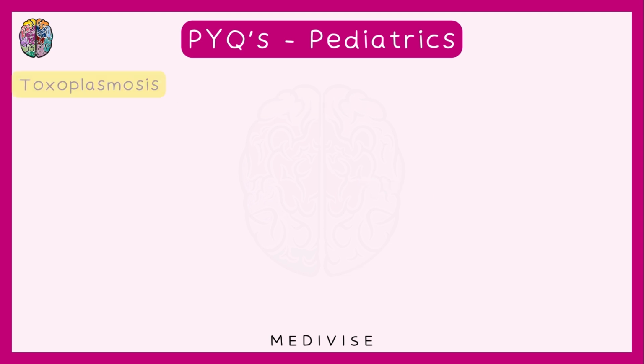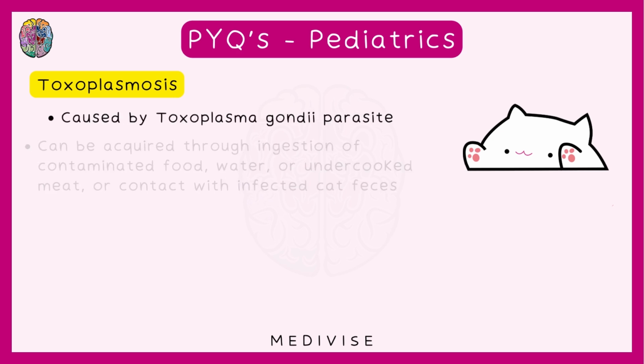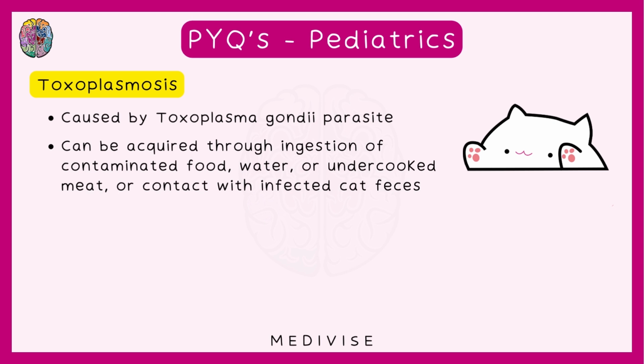So let's see in short what is toxoplasmosis. It is a disease caused by Toxoplasma gondii and it is usually acquired through contaminated food, water, or undercooked meat, or also by having contact with contaminated cat feces. Everyone seems to remember the infected cat feces part, but equally important to remember is the undercooked meat.